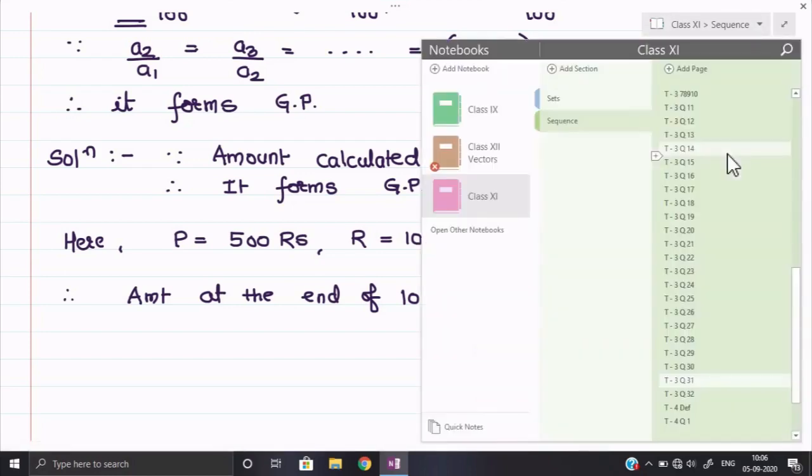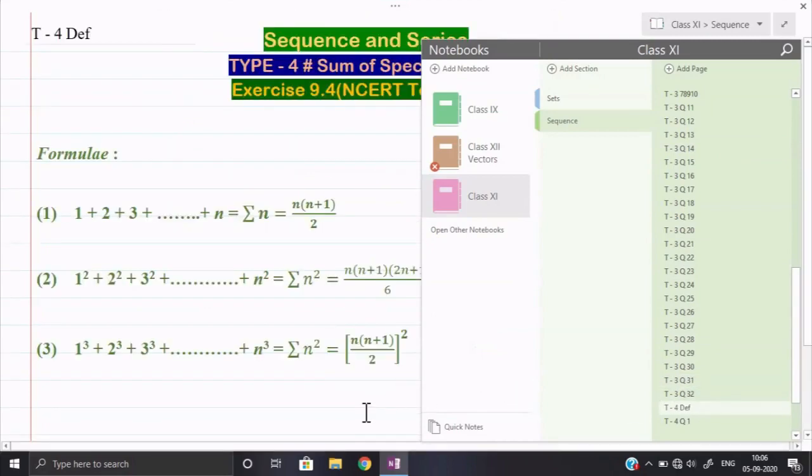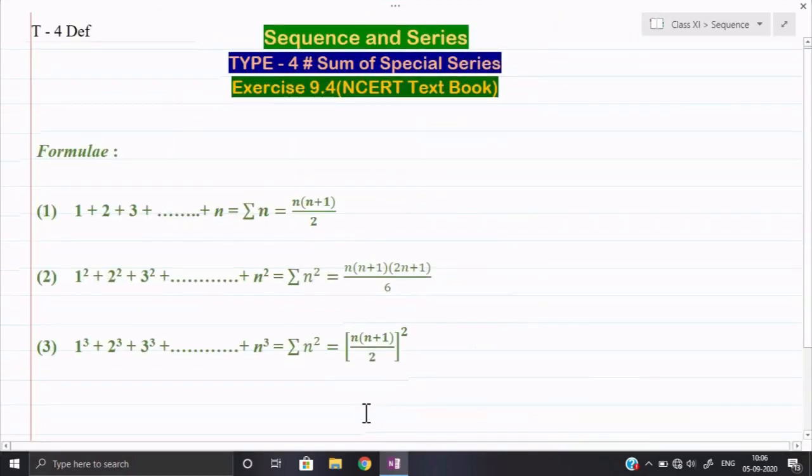Now we are starting the new topic, that is topic number 4. First of all, we shall see some of the definitions before we start topic number 4, and then we shall start the questions. Now see, suppose you are given some sequences and you need to find the sum up till n terms, which means you are going to generalize your sum.